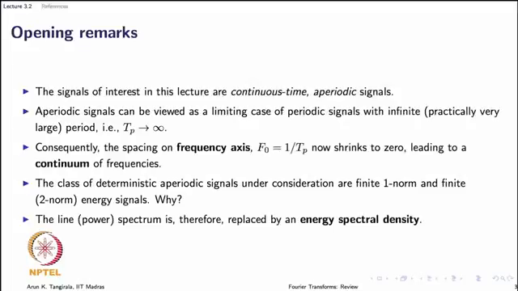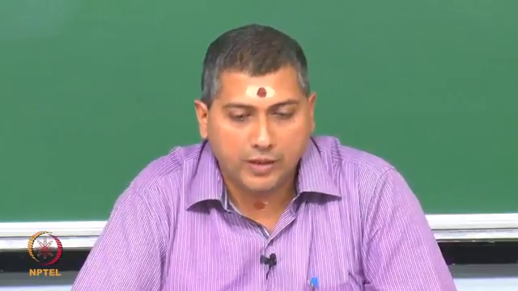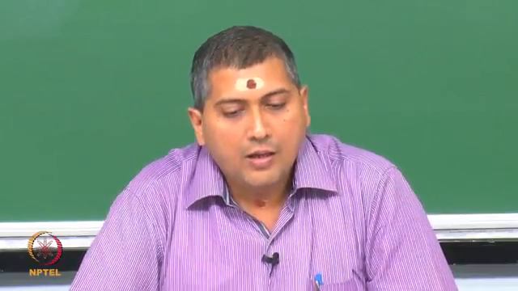They can be viewed as a limiting case of periodic signals with infinite period. Practically what this means is I never get to see the repetition of the signal, and this is the viewpoint that is used to derive the Fourier transform itself from Fourier series. The reason for discussing Fourier series first is because historically the Fourier series came first.